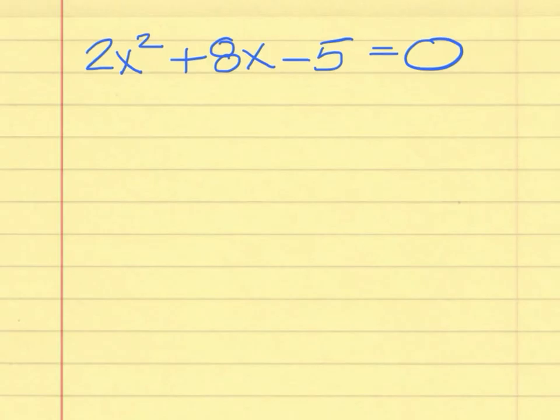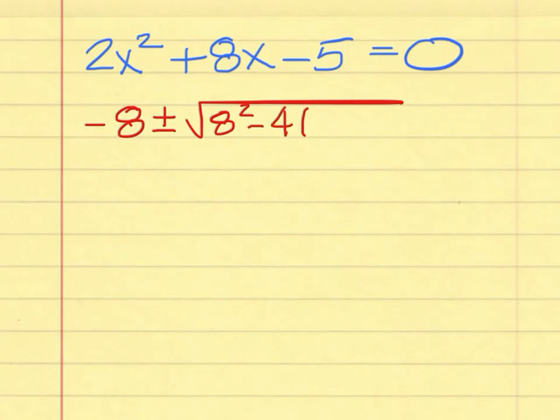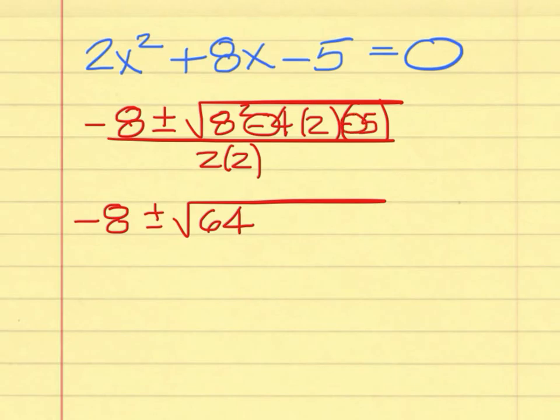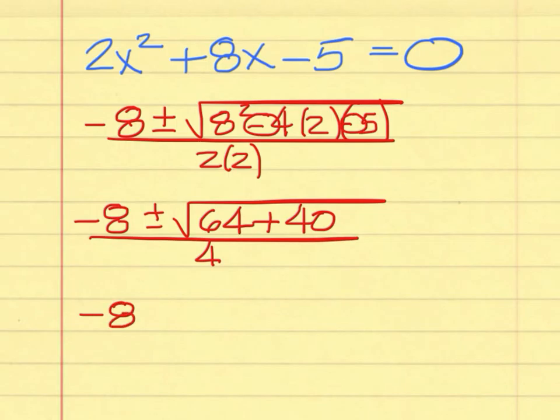For this practice problem, you should have negative 8 plus or minus the square root of 8 squared minus 4 times 2 times negative 5. All of that's going to be over 2 times 2. So negative 8 plus or minus the square root of 64 minus a negative is plus 4 times 2 is 8 times 5 is 40. On the bottom, 2 times 2 is 4. Under the square root sign, that simplifies to 104.